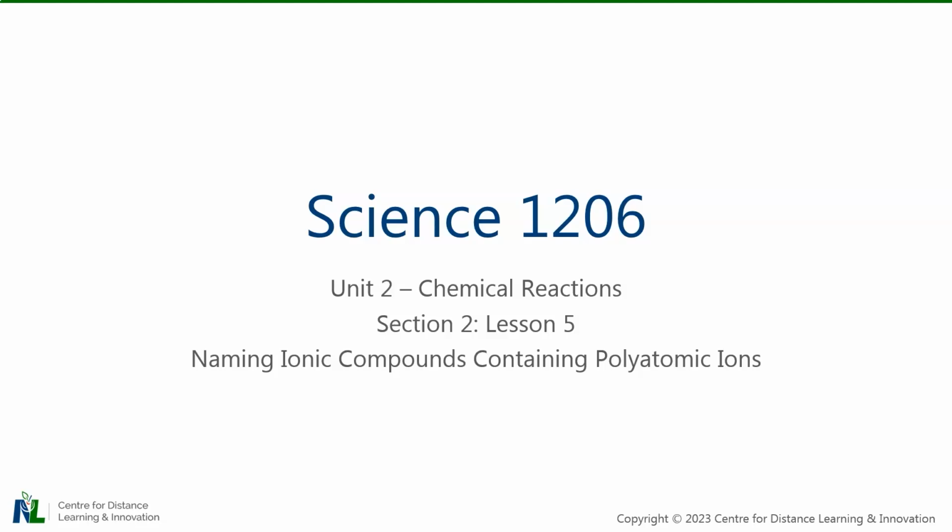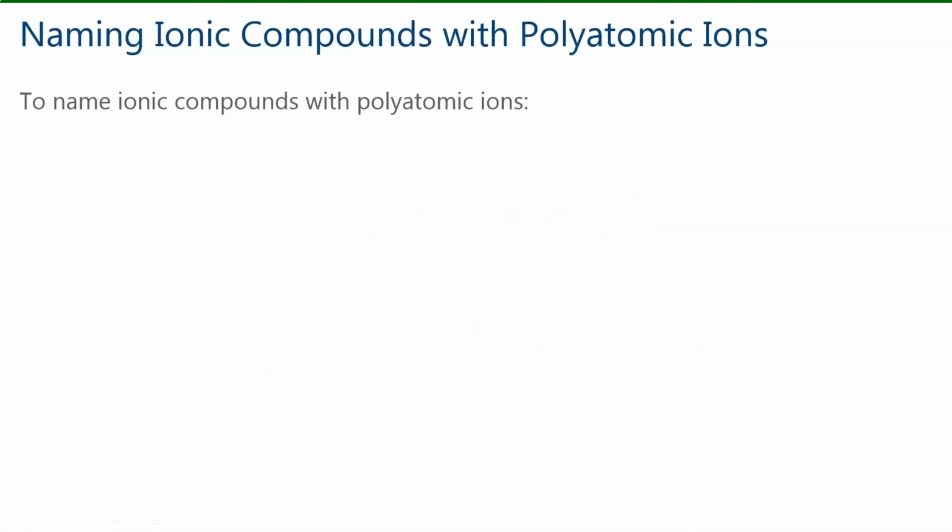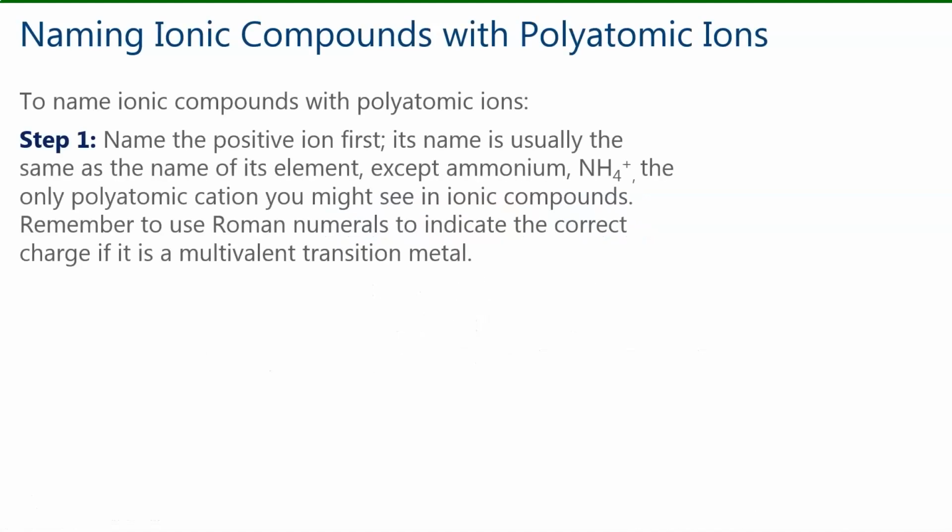Let's begin. To name ionic compounds with polyatomic ions, our first step is to name the positive ion first. Its name is usually the same as the name of its element, except ammonium, NH4 positive, the only polyatomic cation you might see in ionic compounds. Remember to use Roman numerals to indicate the correct charge if it is a multivalent transition metal.